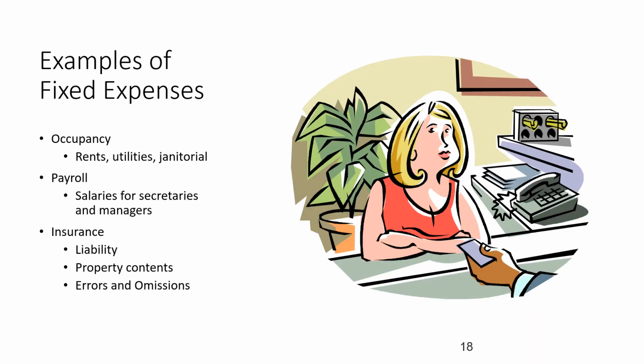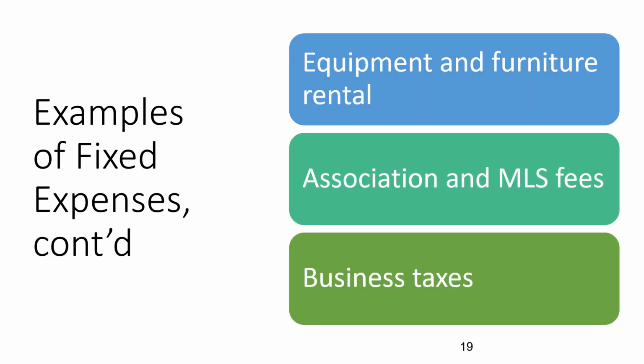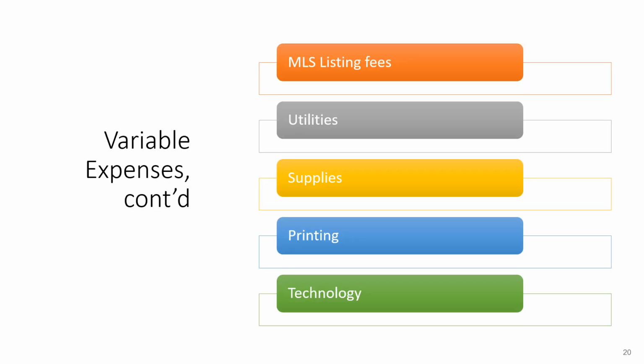Some examples of fixed expenses are occupancy, payroll, and insurance. Also, equipment and furniture rental, association and MLS fees, and business taxes. Variable expenses include MLS fees, utilities, supplies, printing, and technology.